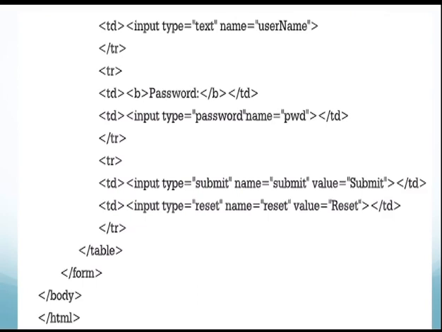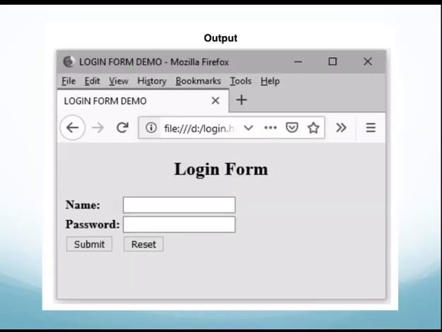Close the td tag. Now take one another button, that is reset button. So next td tag, input type is equal to reset, name is equal to reset, and value is equal to reset. So two buttons we have taken, submit and reset. Close td tag. Now close your tr tag, third row, close table tag, close form tag, close body tag, and close html tag. So this is the code for your login form. I hope the code is clear to you all.